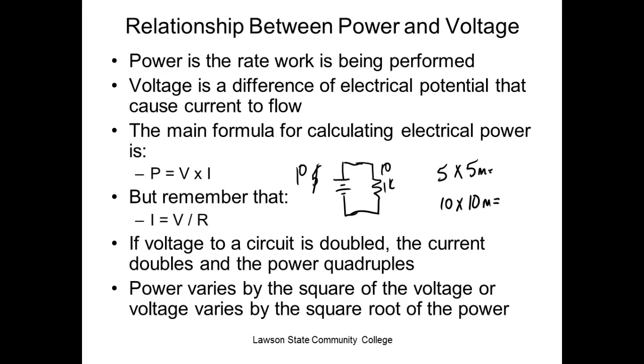Y'all understand that? Quadruples. And it varies with the square. If it goes up, it's the square. If it goes down, it's 1 over the square. Okay, y'all understand that? Because current and voltage are directly proportional. That's something you learned back in DC. Voltage and current are directly proportional if the resistance doesn't change. So if you double the voltage to a circuit, the power quadruples. If you triple the voltage, it goes up 9 times.